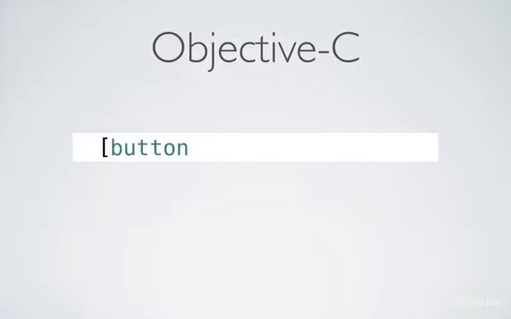Here's a line of real Objective-C code. Button set hidden true.